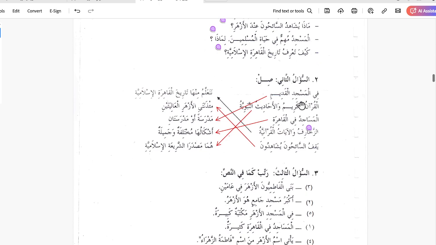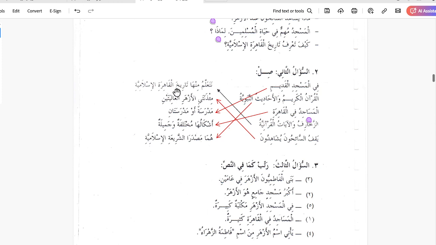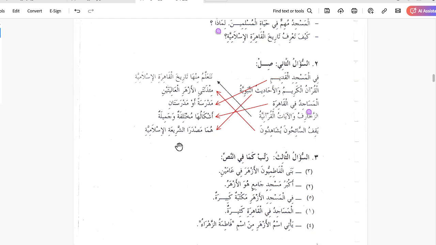Okay, question number 2, as-sawalu thani, sil, connect. So we have to connect this part with one of these parts, which I have already connected. So fil masjid al kadimi, in the old mosque, is madrasatani. There are two madrasas, two schools. Al-Quranul Kareem wa Ahadisul Nabawiyya, these are the two sources. So I am connecting it with this. Huma Masdara Sharia til Islamiyya, these are the two sources of the Islamic Sharia.